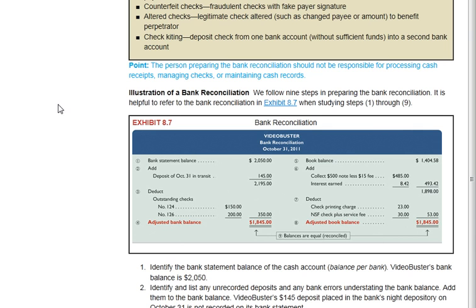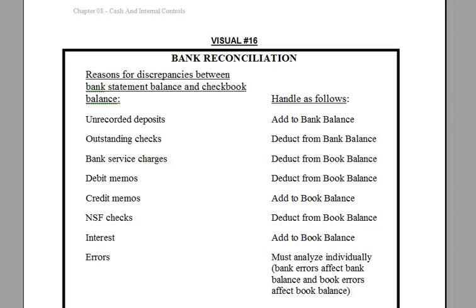Here's an example of an actual bank reconciliation for Video Buster. It shows, again, on the left-hand side the bank adjusting entries, as well as on the right-hand side the book, and it shows that we have adjusted balances at the end of the accounting cycle of $1,845. This would be the beginning balance of the new accounting cycle.